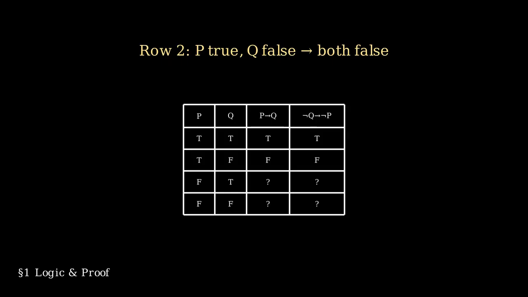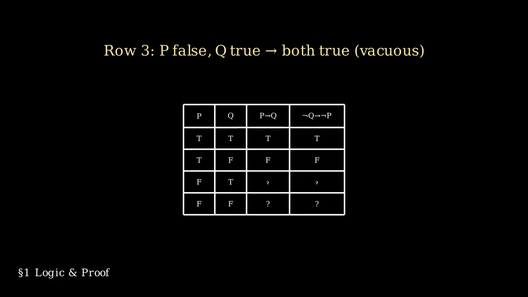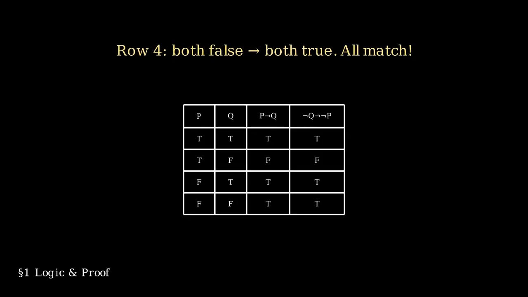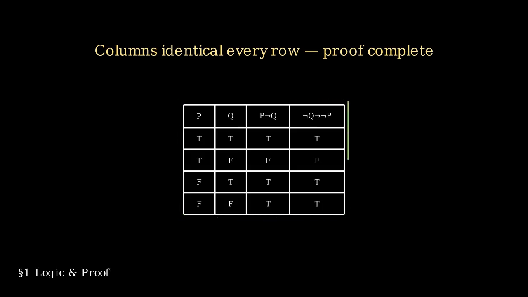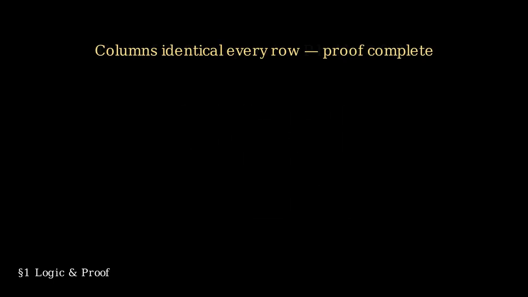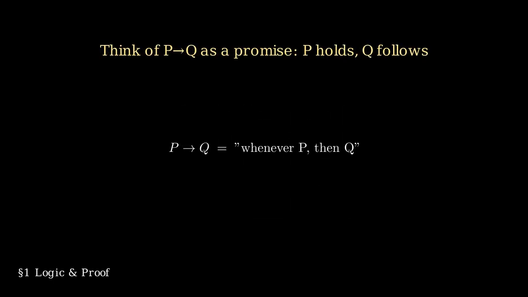When P is true and Q is false, P implies Q is false, since the promise was broken, and not Q implies not P works out to false too. When P is false and Q is true, P implies Q is true, vacuously, and not Q implies not P is true as well. When both are false, both implications come out true. Every single row matches, so the two statements are logically equivalent. Proof complete.